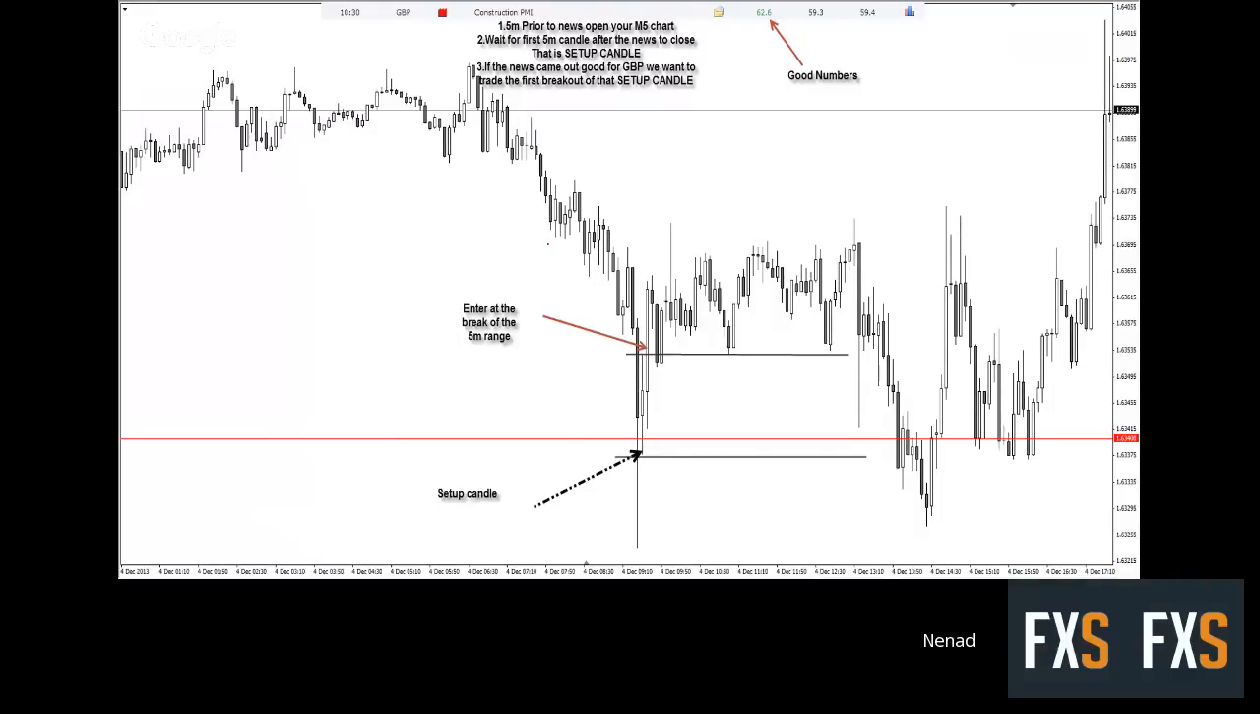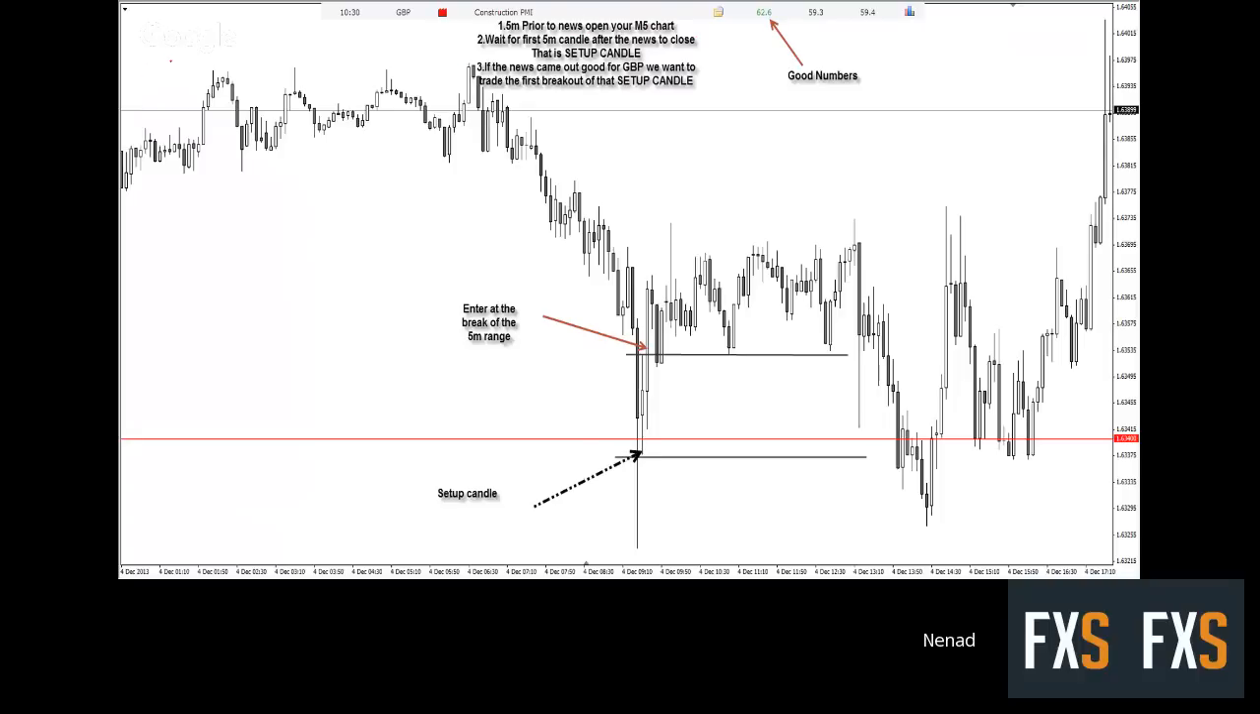Now, this is how it looks. Okay, this is the example, and this strategy, I haven't changed it for many years. It stayed the same. It does not need to change because it's very clear, it's very easy, and it's very, very simple. So all sorts of traders can use this strategy. So 5 minutes prior to news, open your M5 chart.